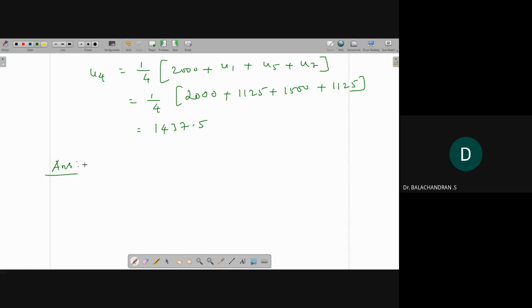So U1 equal to 937.6, U2 equal to 1000.1, and U1 equal to U3, so there is no need to find U3. U4 equal to 1250.1 and then U5, 1125.1.